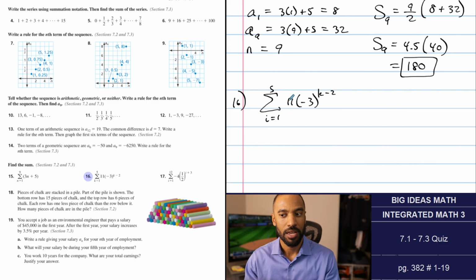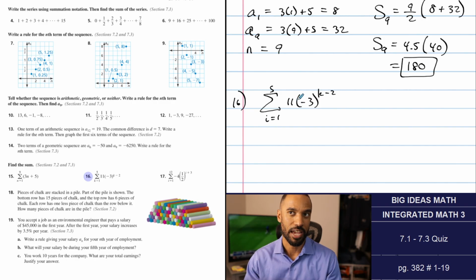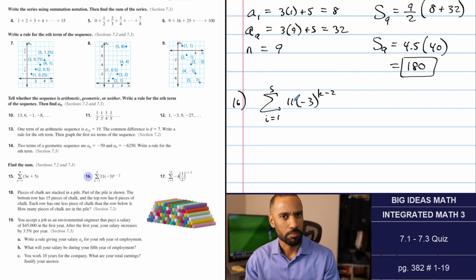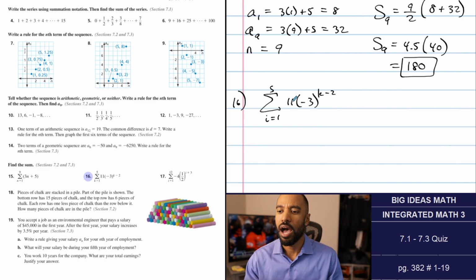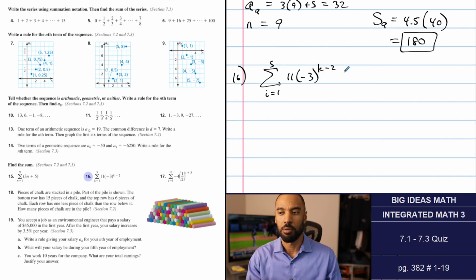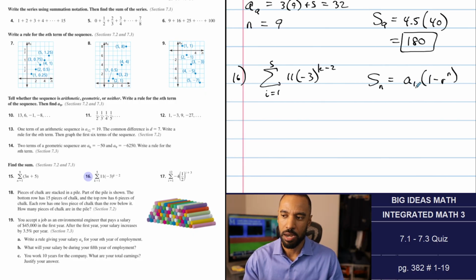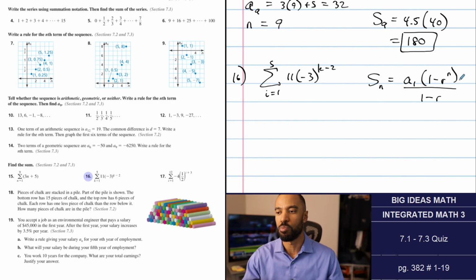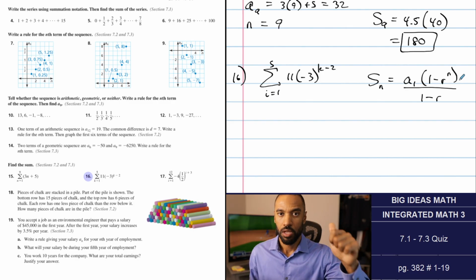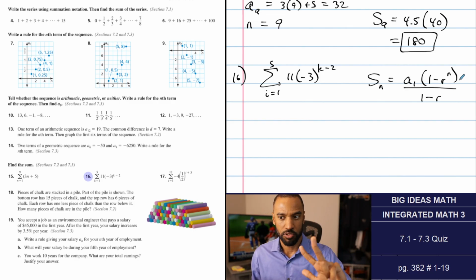I'm going to give you a heads up: 11 ain't the first term. 11's actually, in this case, the second term. We need to find the first term because the geometric series rule looks like a sub 1 times 1 minus r to the n power over 1 minus r, which means we need the value of the first term, the common ratio, and the number of terms.